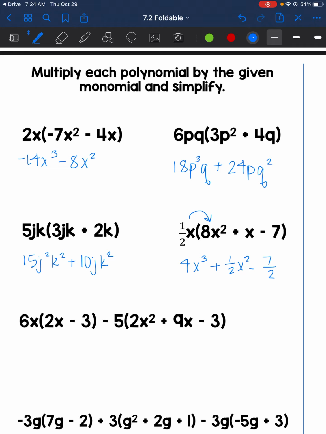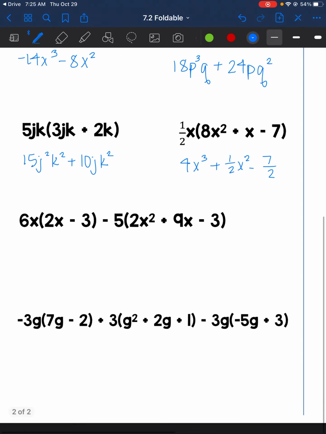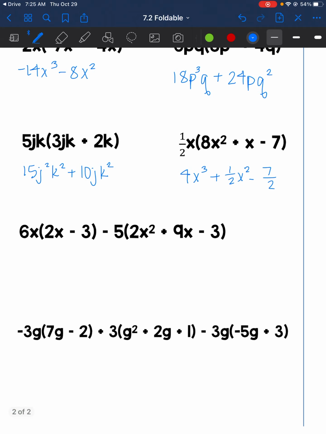Okay, and if you're a little rocky on multiplying fractions there, then you need to come see me for some extra help, and we can work on fractions. Okay, these last two, it looks like they are just mixed practice. So remember, we're going to do the distribution first for each of these, and then we'll do the subtraction.